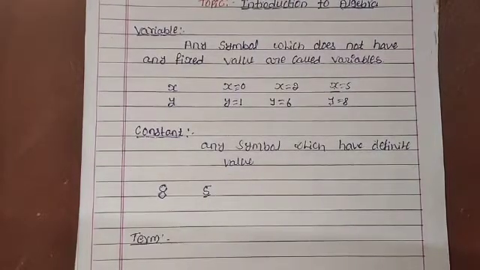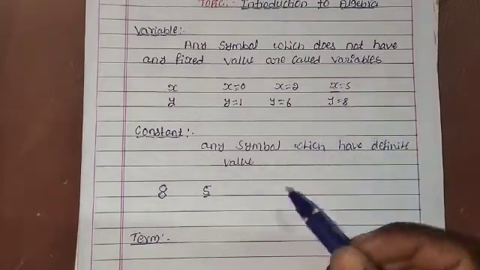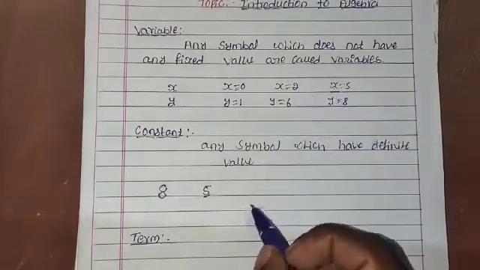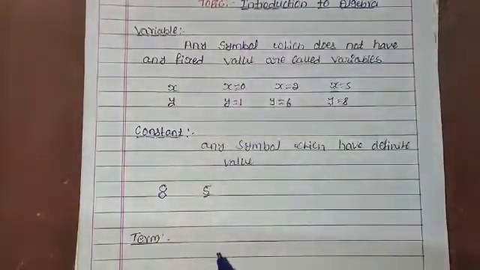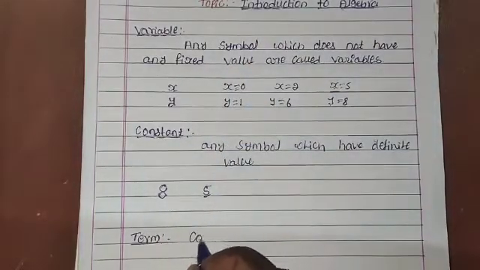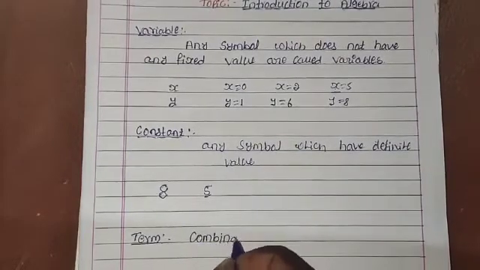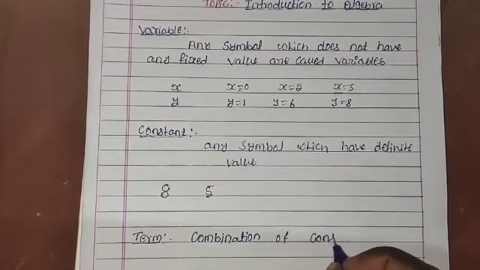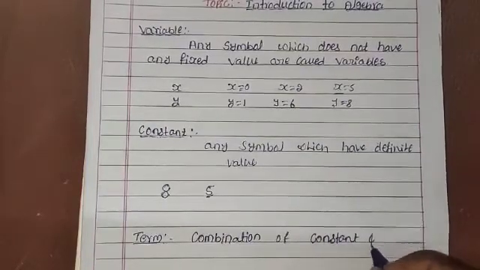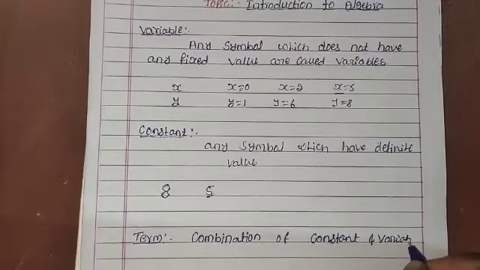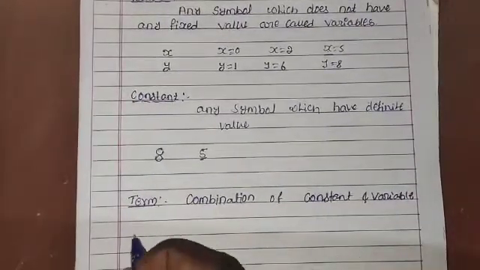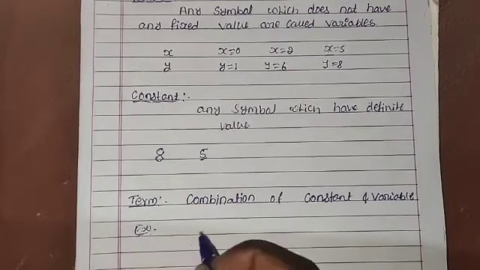Next is the term. What is the meaning of a term? A term is the combination of a constant and a variable. We know the meaning of constant and variable. The combination of a constant and a variable is called a term. Let's take an example of a term: 2x.